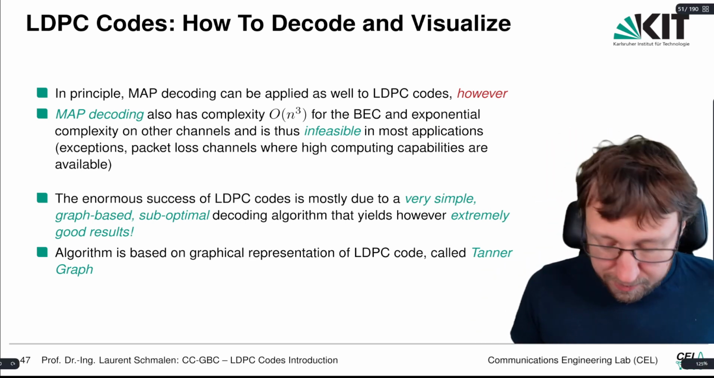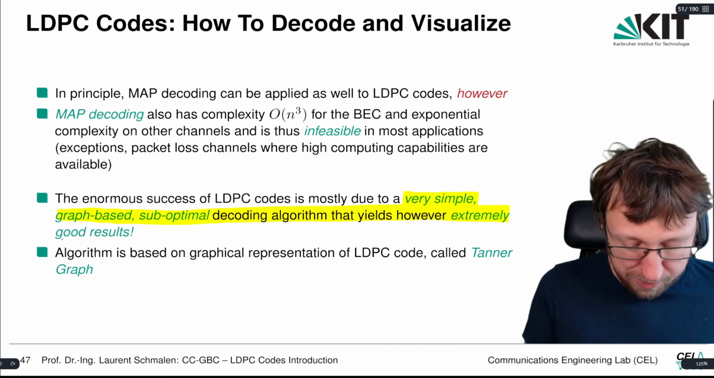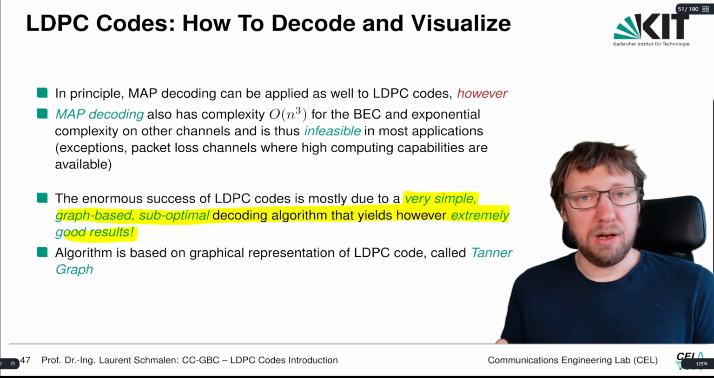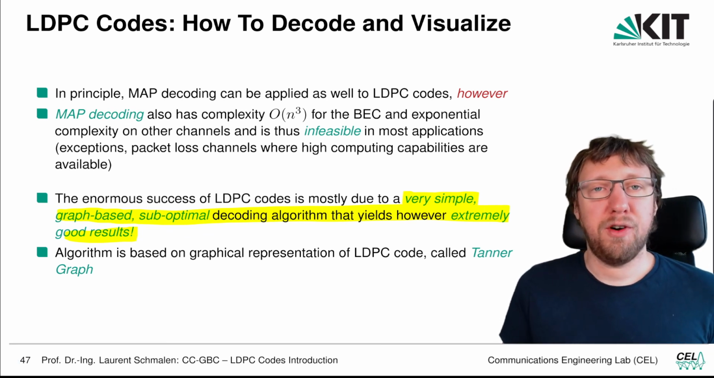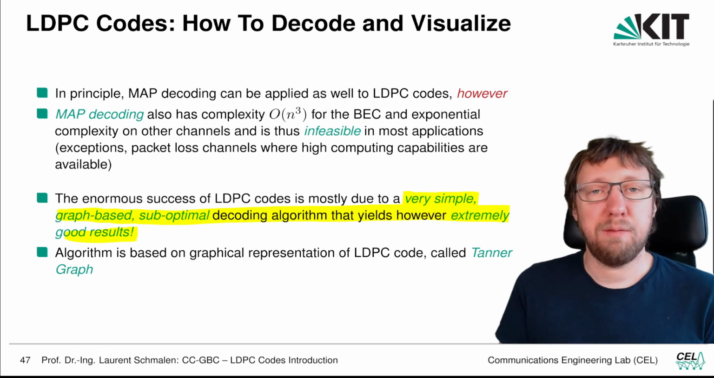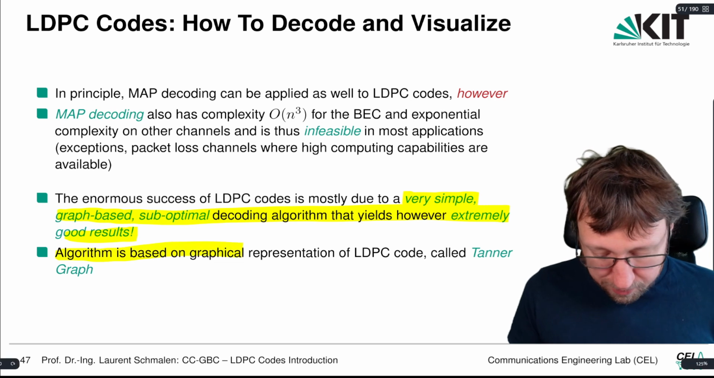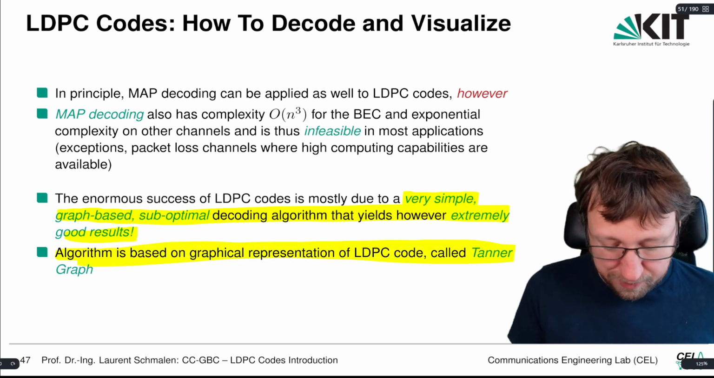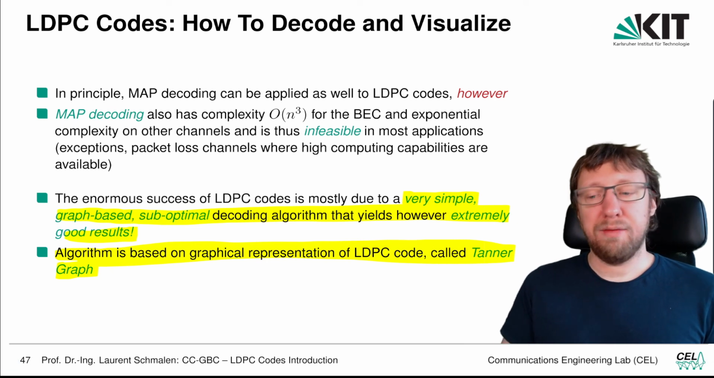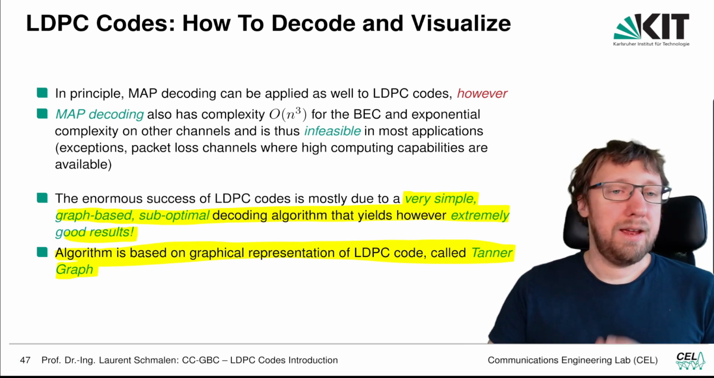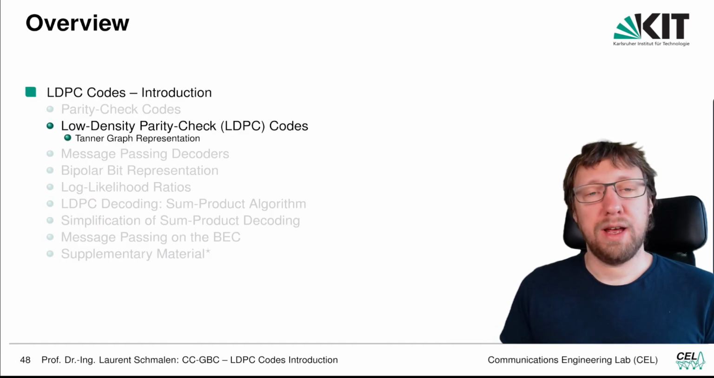So we have an extremely simple graph-based decoding algorithm, which is suboptimal, but it gives extremely good performance that is getting us close to capacity. This algorithm is based on the graphical representation of an LDPC code, the Tanner graph. Tanner graphs are something that we're going to look at in the next video.